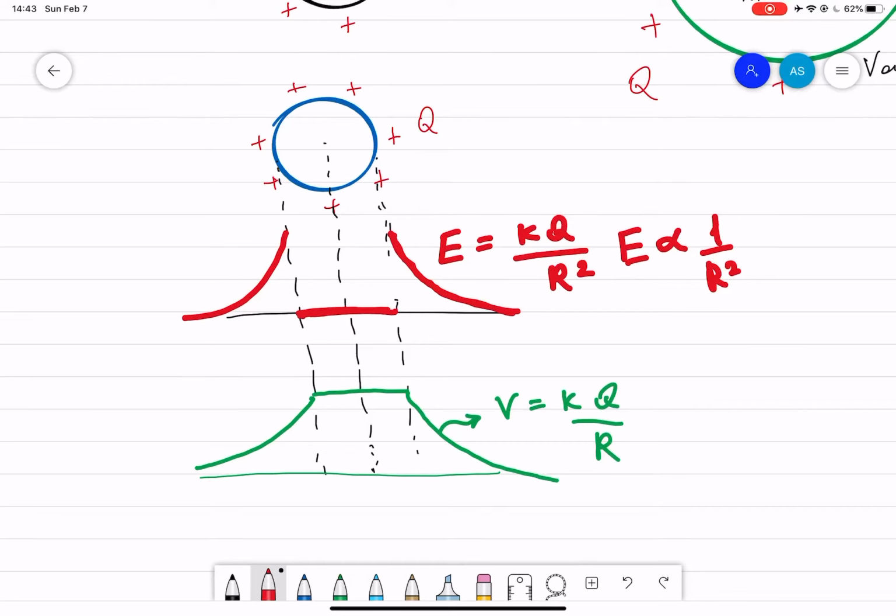However, in the second case, the electric potential will be maximum inside the sphere, and then it will start decreasing by the formula where V is equal to kq over r. So the electric potential, starting from the surface of the sphere, will decrease proportionally to 1 over r. I think this is clear now. This is the charged conducting sphere.